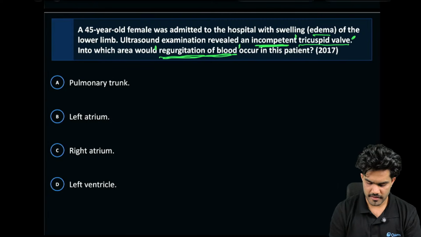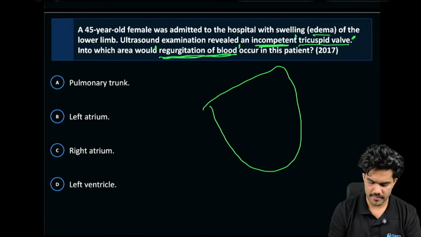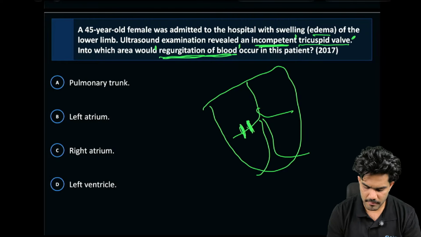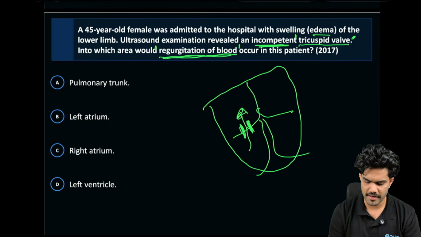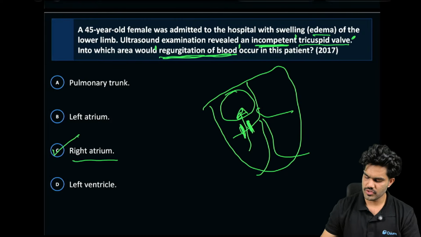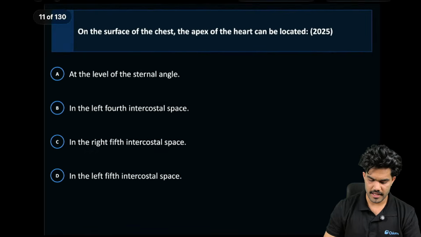If this is the heart, with the 4 chambers, the tricuspid valve is present here. So if this valve is incompetent, regurgitation means what? Backflow of the blood from the ventricle to the atrium. So backflow will occur where? To the right atrium. So the answer will be C. Okay, let's move to the next question.